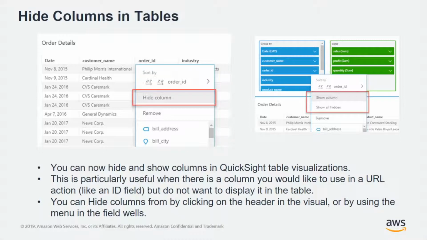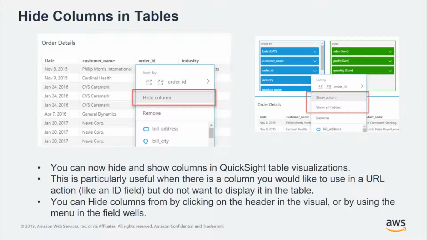For an example of opening a Salesforce page via the URL action, I could include that Salesforce ID, hide the column, so I'm maybe just showing the account name or the contact name, but when I click on that row, I actually use the ID column, which is hidden, to go launch that URL.